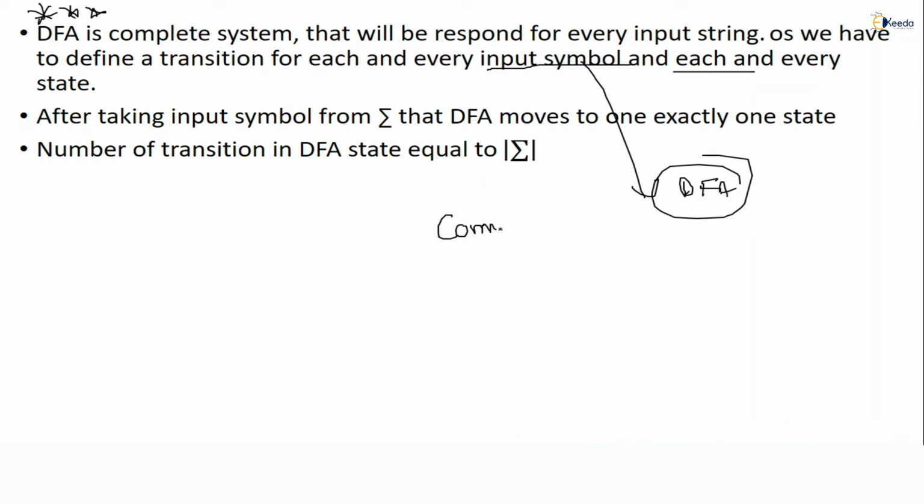What is the meaning of completeness? What is the meaning of complete? Complete means the system will respond for each and every input. Input could be right or wrong, it will respond. Suppose I take an example. You might have experience with an ATM machine, correct? You might use that also, correct? That is a complete system, like you can understand DFA.